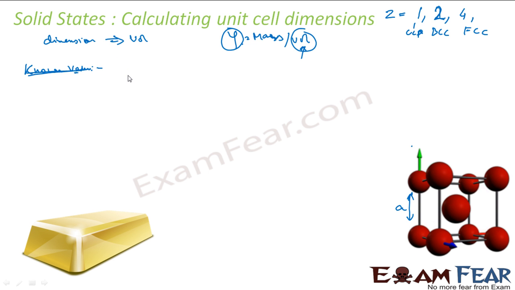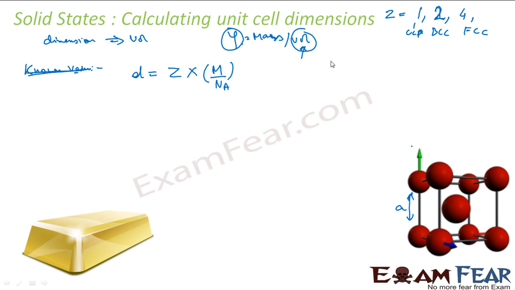Density is what? Density is equal to mass by volume. What is the mass? Mass is the number of atoms you have into the mass of one atom. So what is the number of atoms? Number of atoms is Z here. Why Z? Because we are doing a general formula. If it is SCC, we'll put Z equal to 1. BCC, Z is equal to 2, FCC, Z is equal to 4, like that. Z into the mass of one atom. So mass of one atom is nothing but the molar mass by Avogadro number, Na.